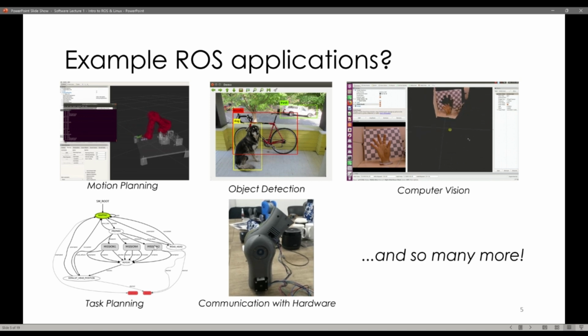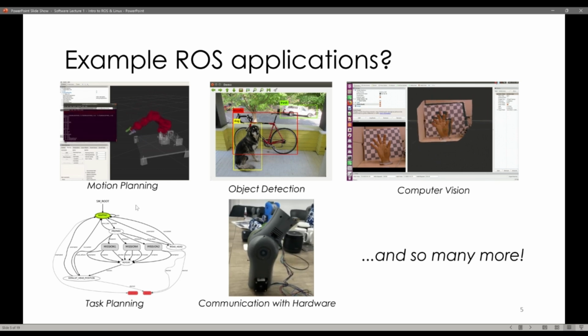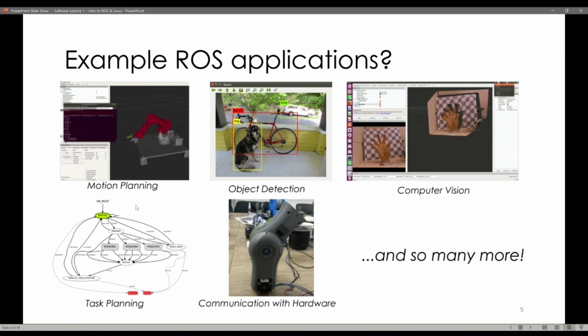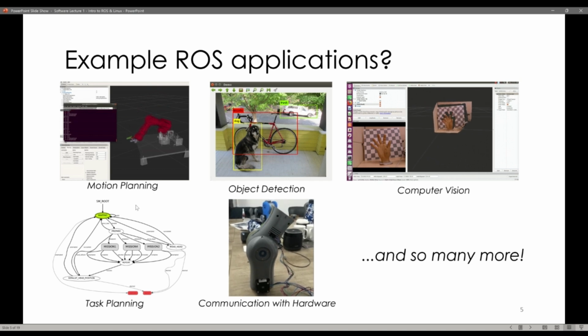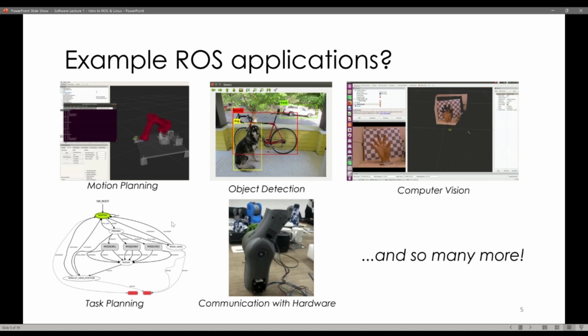Task planning. In this case, there's a state machine here. We'll learn more about these in a later lecture. But your robot needs to be able to know what it should do at every point in time. So task planning is used to tell the robot what to do and when and what to do as a result of what it has just done.